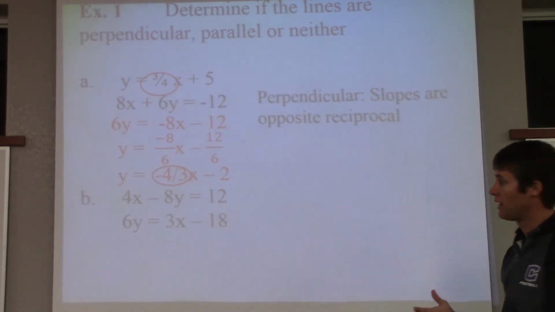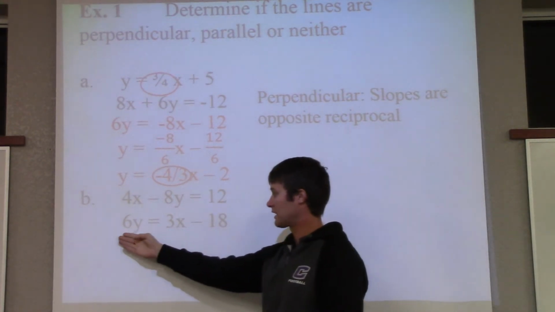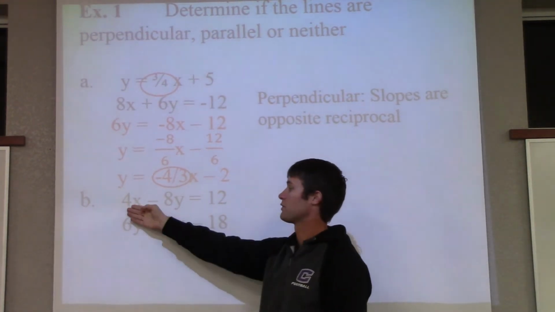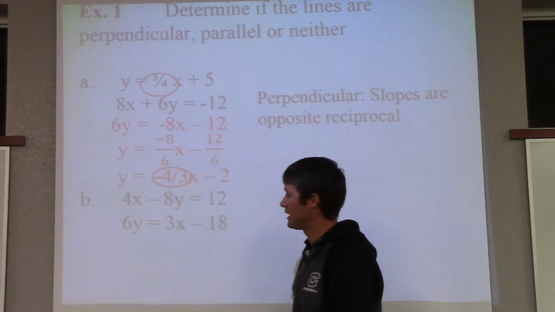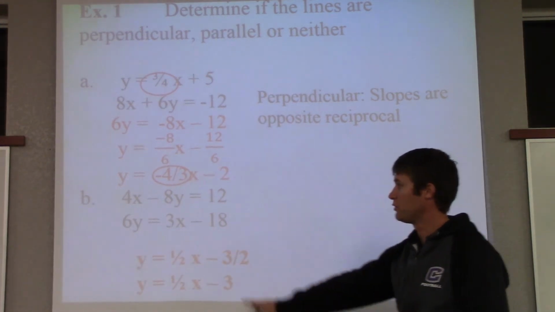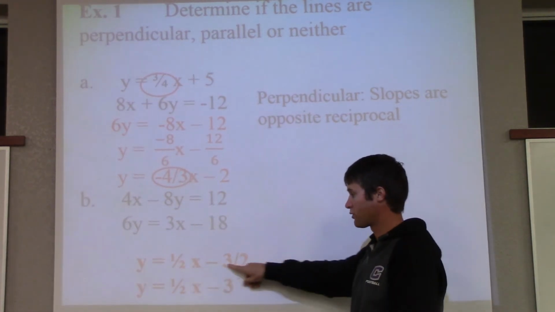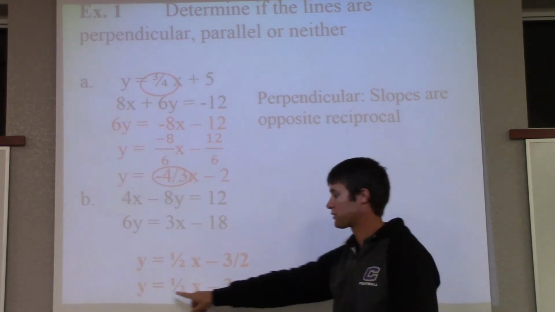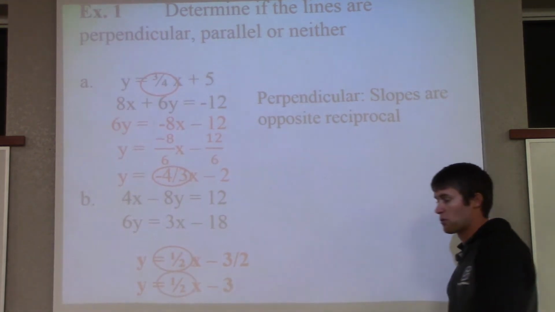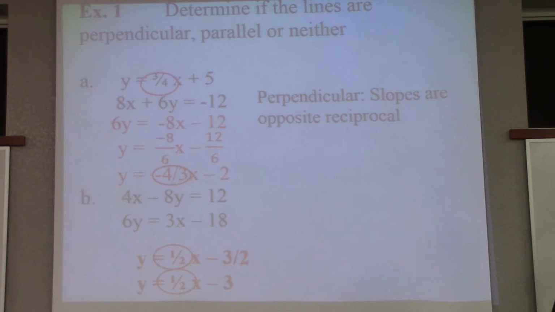Last one, go ahead and find the slope. In this case, we divide by 6, subtract 4x, and divide by negative 8. If we did that, this line would have an equation with 1/2 x, and this one would also be 1/2 x. Your slopes are 1/2 and 1/2, so they are equal, so they are parallel.